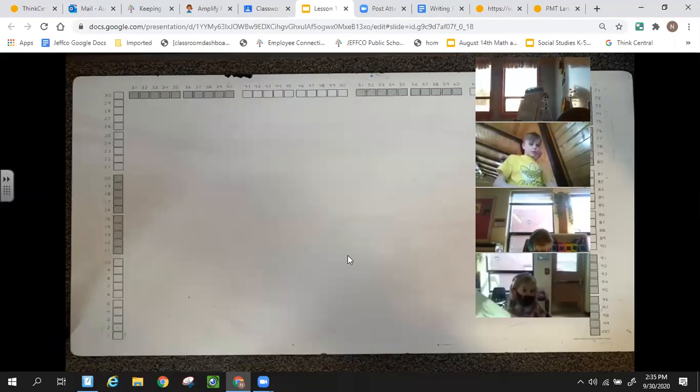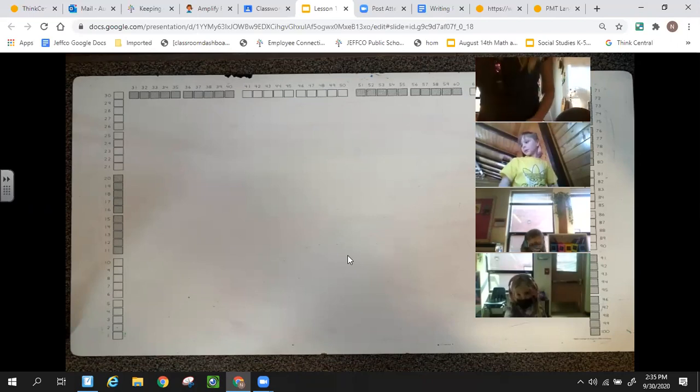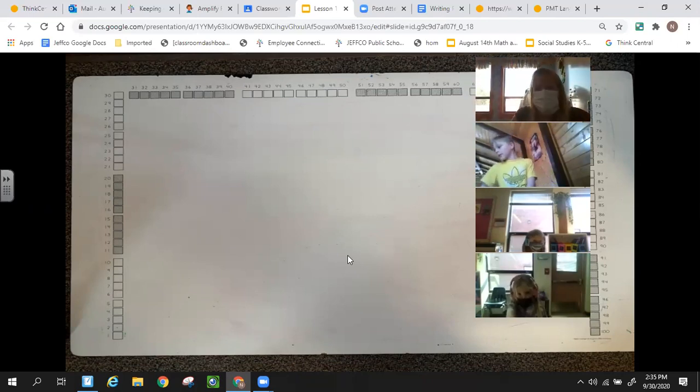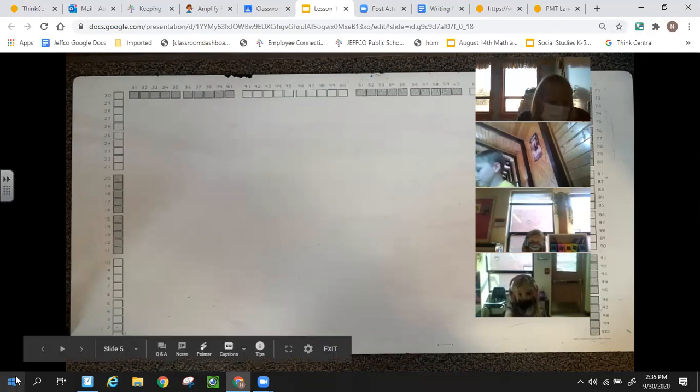All right, kiddos, I'm trying to get my ink to work, and it is not wanting to, so if you can just be patient with me. We're going to go for another minute to see if I can figure out where my smart ink is.